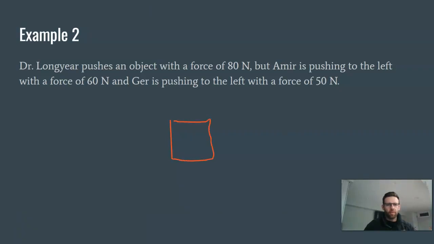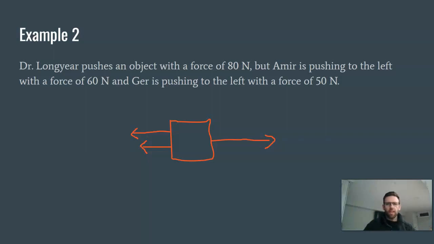All right, so I'm just going to draw a box. All right, and then my arrow over here for me might be like this. I'm going to try to make it the biggest arrow here because my 80 newtons is bigger than both Amir and Gur. But I might draw Amir's arrow like this, something like that. All right, and then I might draw Gur's arrow maybe like this. Okay, so that would be a free body diagram for these three forces.